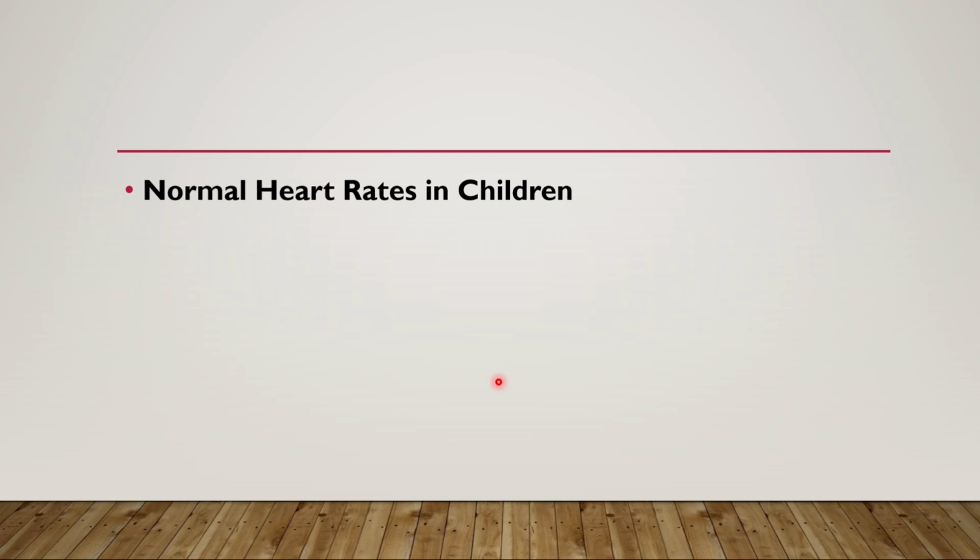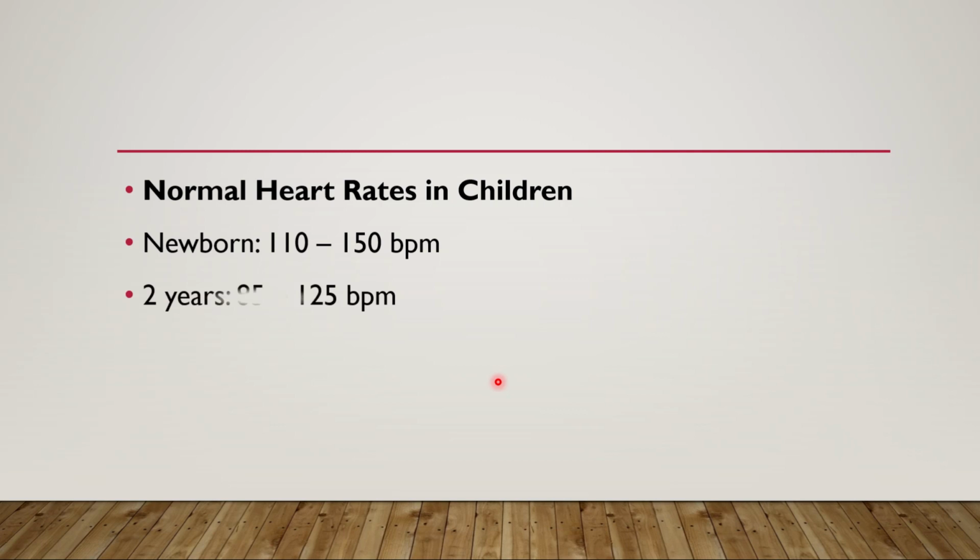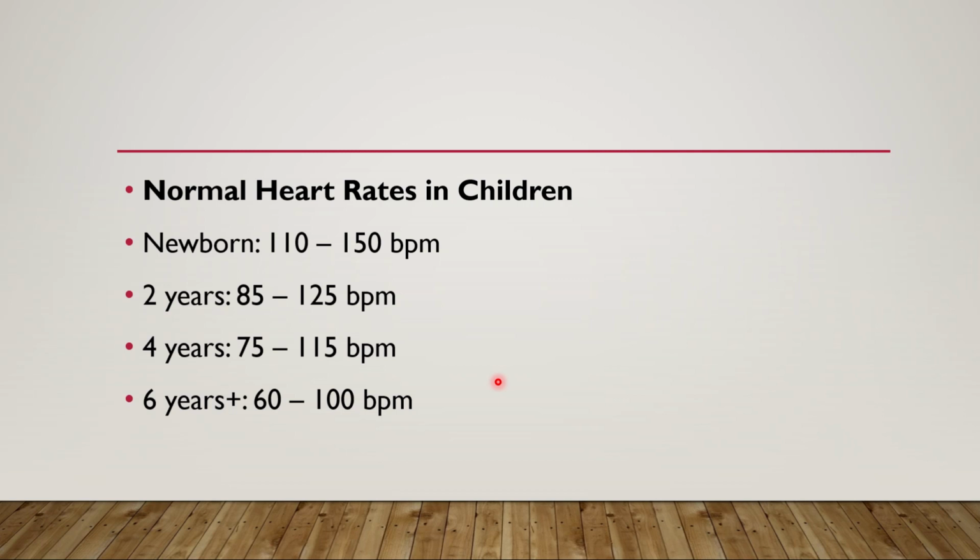Now, the normal heart rates in children and adults are different. In newborns, a heart rate of 110 to 120 beats is considered normal, while up to 2 years a heart rate of 85 to 125 is normal, and in children from 2 to 4 years of age a heart rate of 75 to 115 beats is normal, and children who are 6 years or above have a heart rate range which is similar to the adult population.